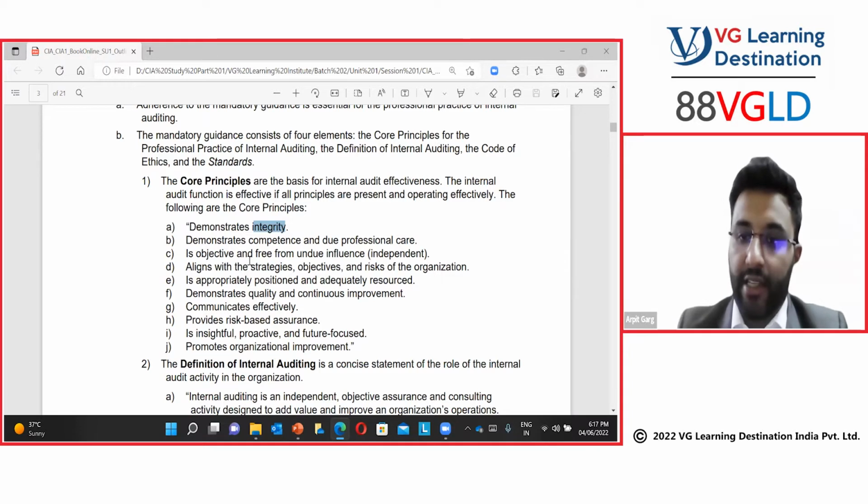What will be your answer? Your answer would be that we can say that we are complying to the IPPF framework if we are conforming to standards and code of ethics. Is that clear?